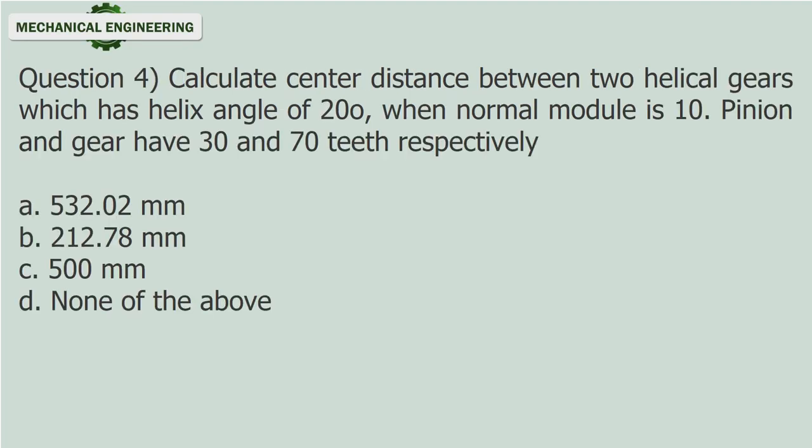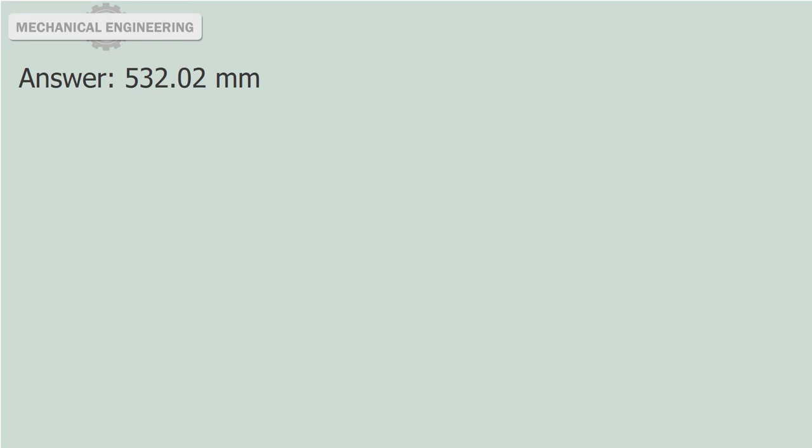Question 4. Calculate center distance between two helical gears which has helix angle of 20° when normal module is 10. Pinion and gear have 30 and 70 teeth respectively. A. 532.02 mm. B. 212.78 mm. C. 500 millimeters. D. None of the above. Answer. 532.02 millimeters.